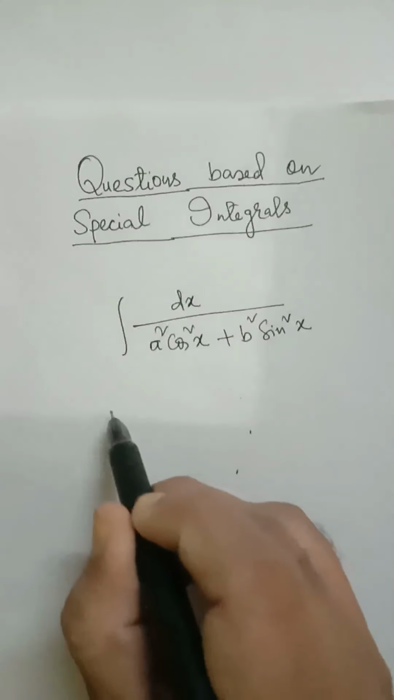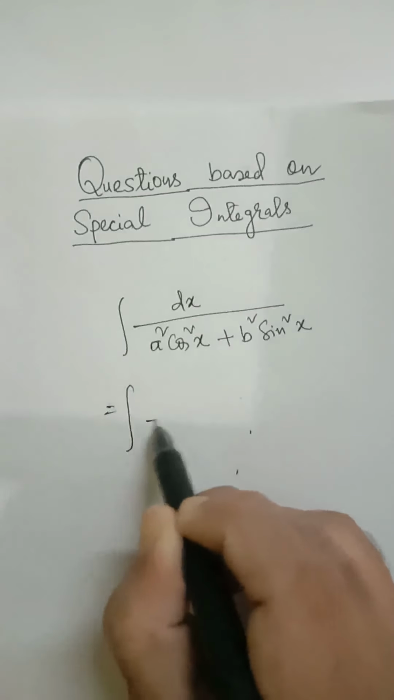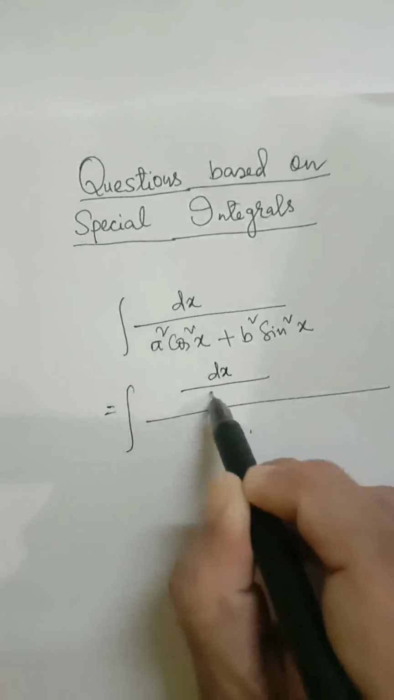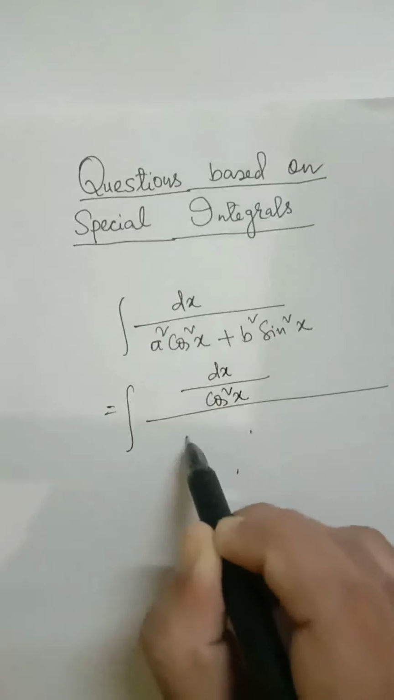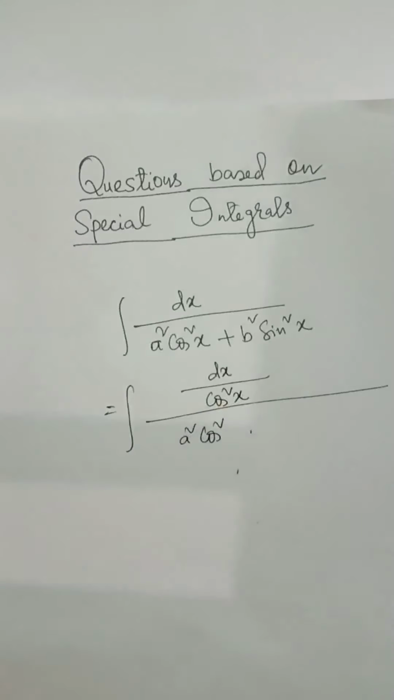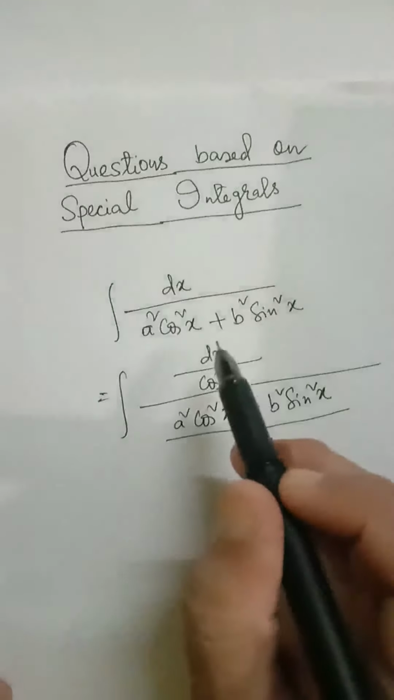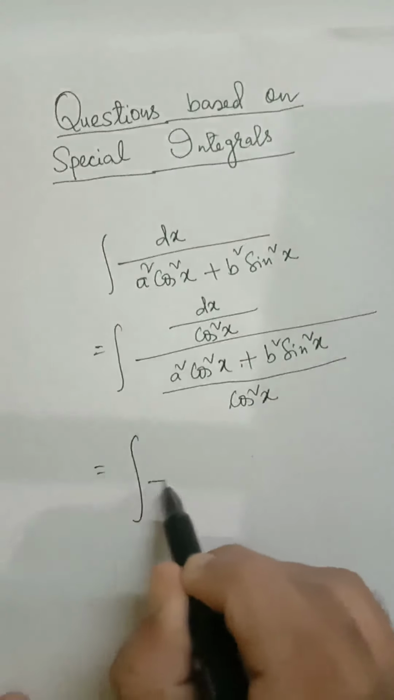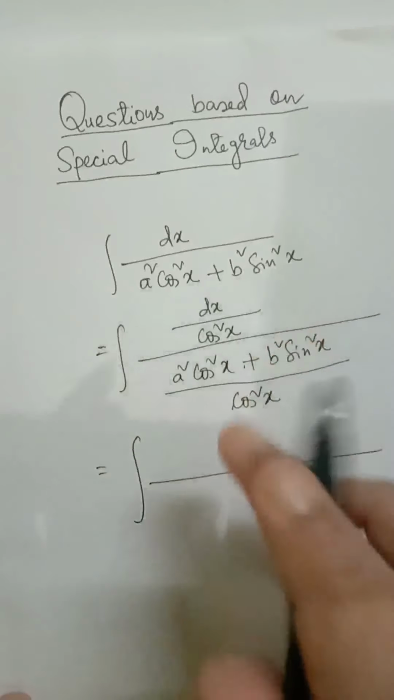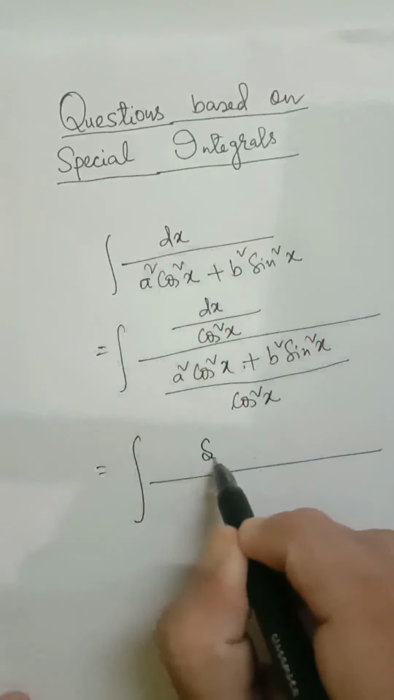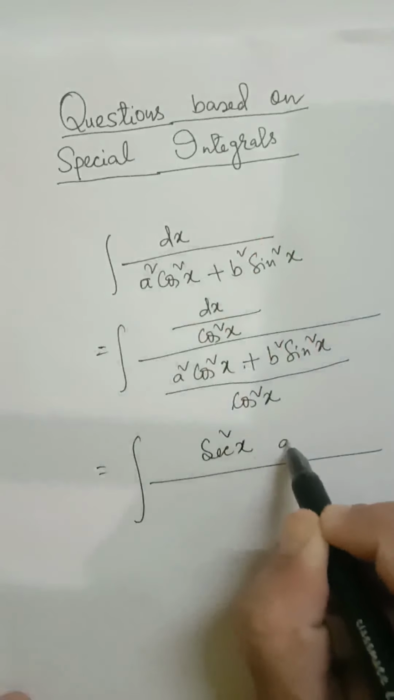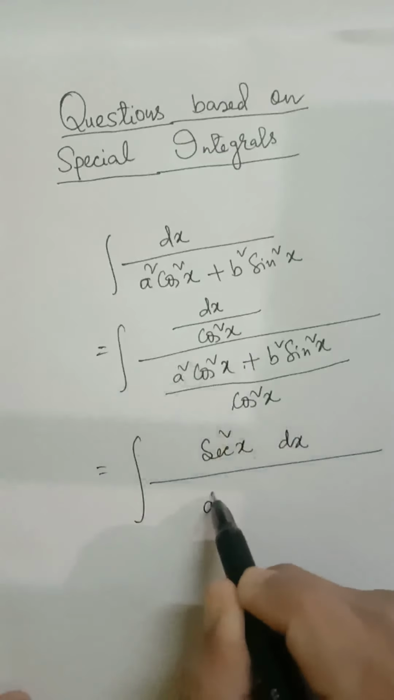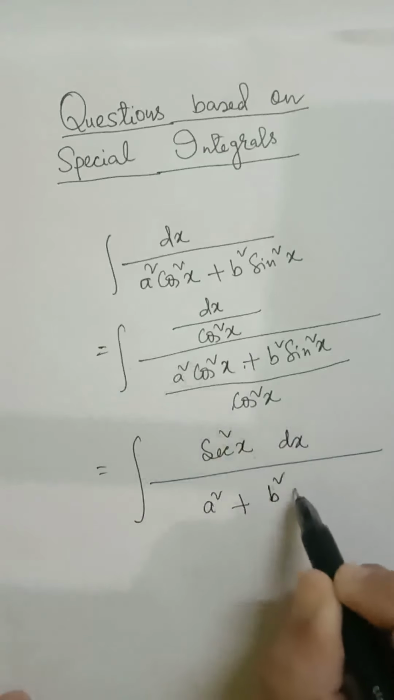Now to integrate this, first of all, we divide numerator and denominator. The numerator is 1, so we will divide numerator and denominator by cos square x. Dividing numerator and denominator by cos square x, the numerator will be 1 by cos square x, which is sec square x dx, and the denominator will be a square cos square x by cos square x, which is a square plus b square tan square x.